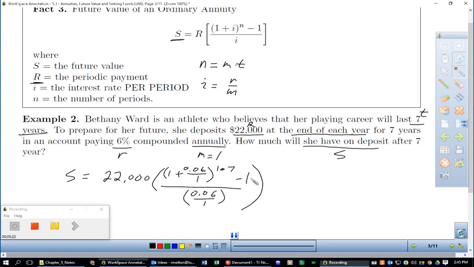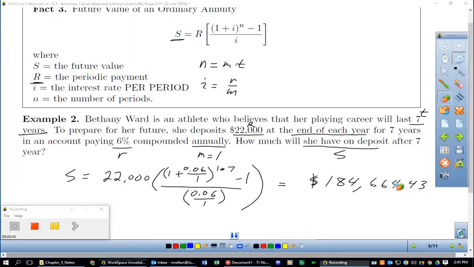So if you actually type this in your calculator very, very carefully, you should get, once we round to the hundredths place, S equals $184,664.43.